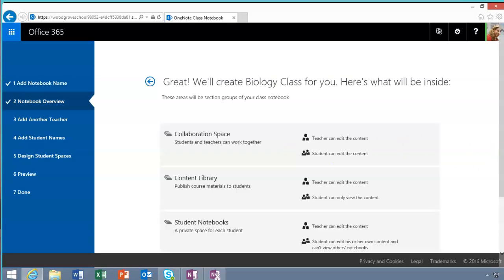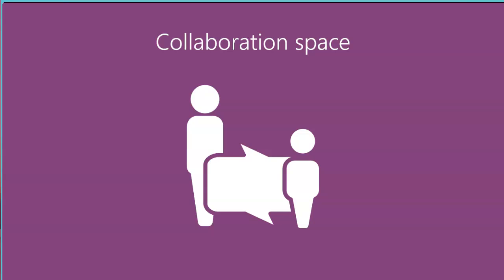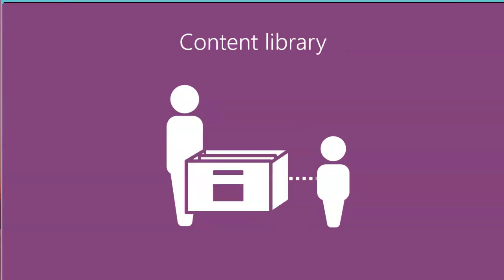The OneNote Class Notebook app provisions a notebook with 3 section groups, each with its own unique permissions. The collaboration space allows both teachers and students to edit content. This is great for shared group or classroom projects. The content library allows teachers to edit content, but students can only view or copy the content. This area can be used for distributing tests, assignments, or other course materials to students.